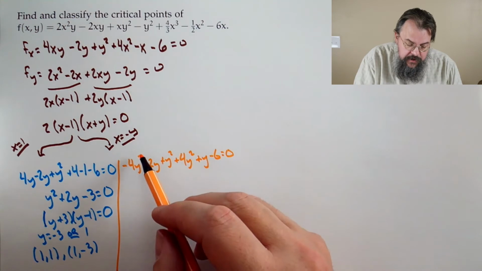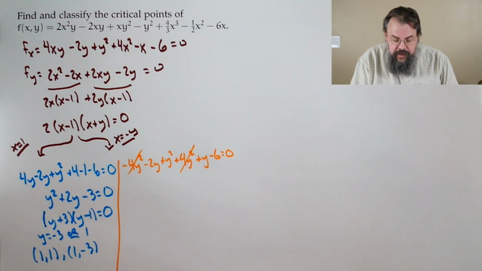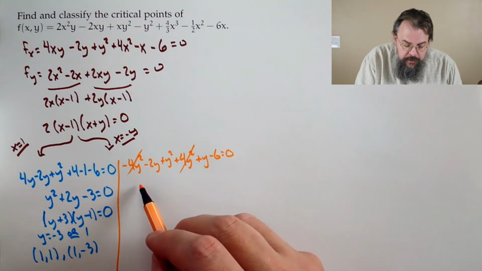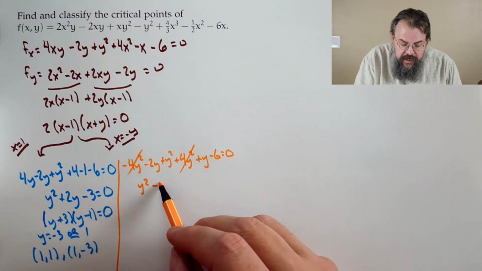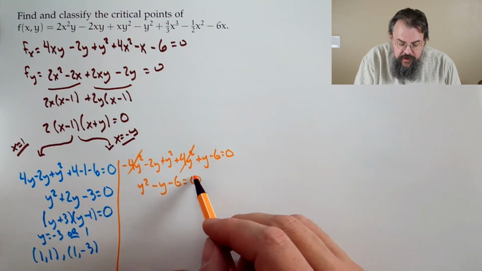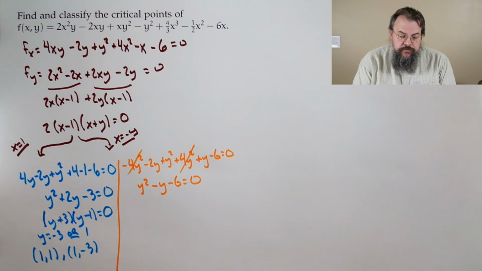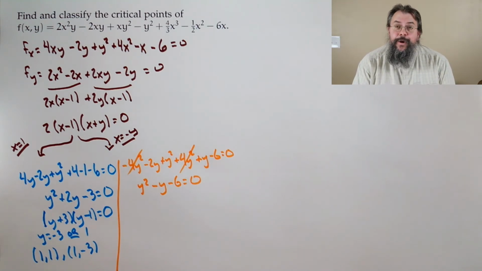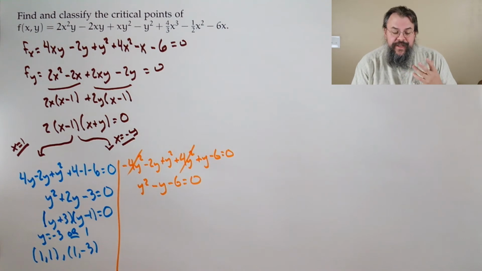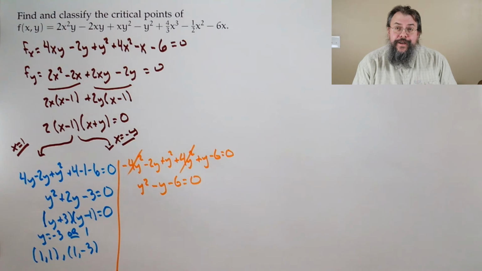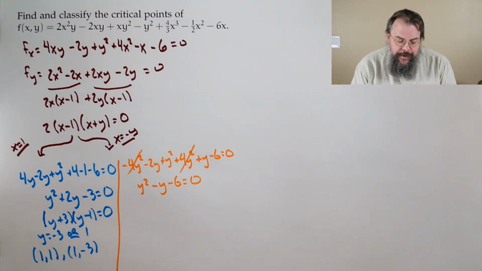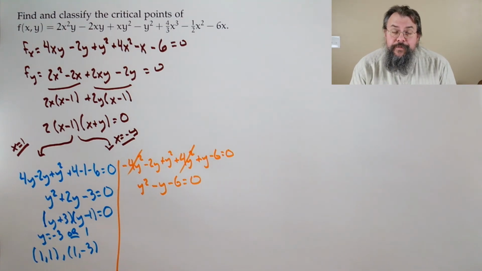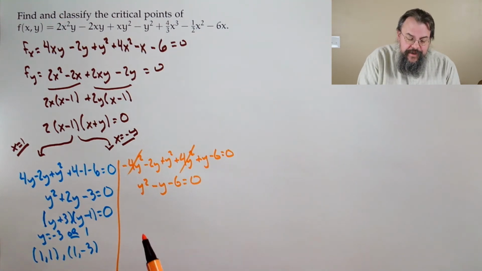Okay, so the 4y squareds cancel. That's pretty nice. So what do we end up with? We end up with y squared minus y minus 6 equals 0. Does that factor? We need two numbers that multiply together to give us negative 6 and add to give negative 1. Wow, if these factored, this would be a beautiful problem. I think it's a beautiful problem, because it does factor.